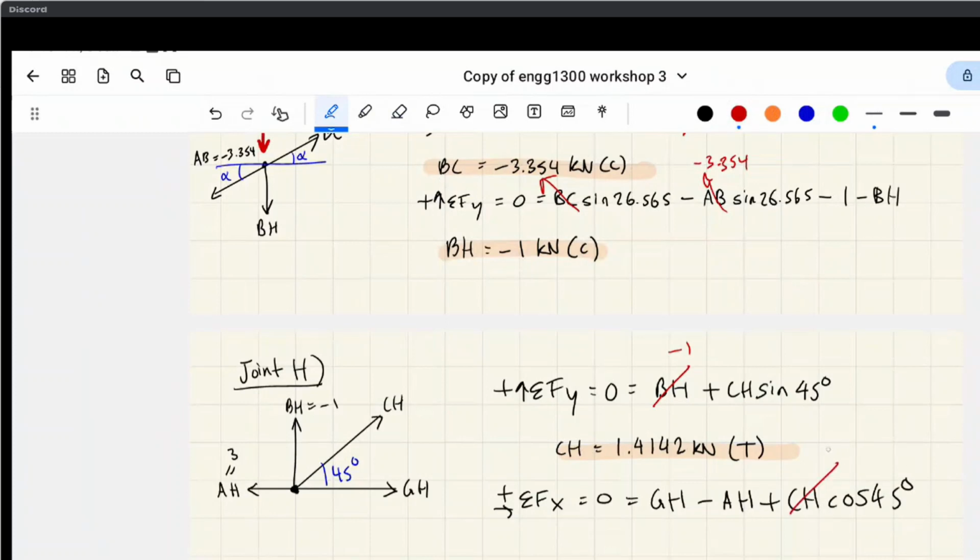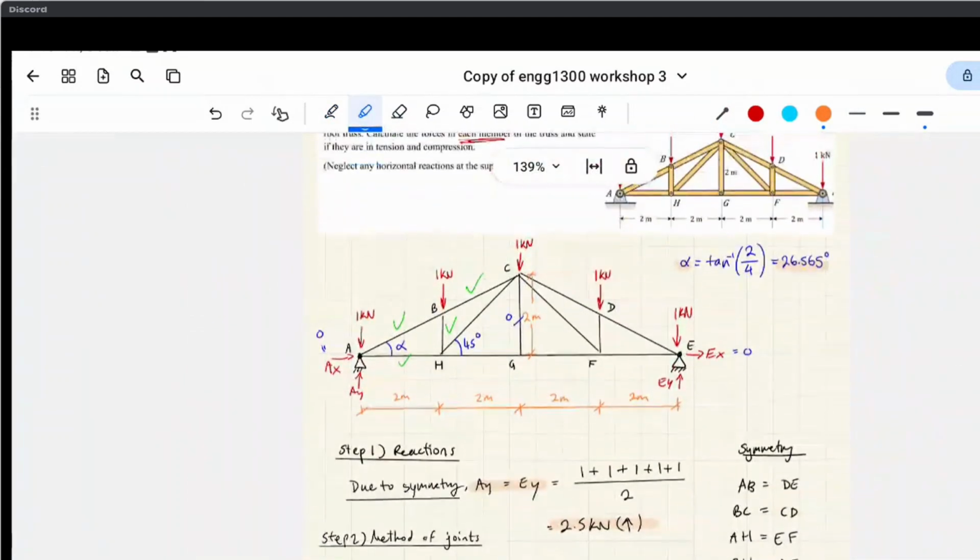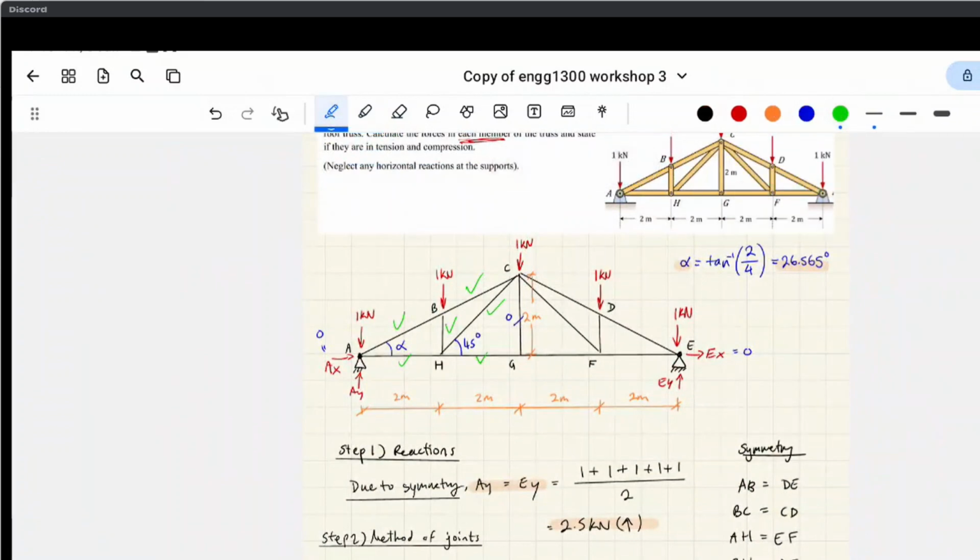Worked out, cos 45 is that. And AH was 3. So GH gives us 2 in tension, right? Cool. Yeah, so that pretty much does it for us. And since we specified the symmetry, then we have all the members.